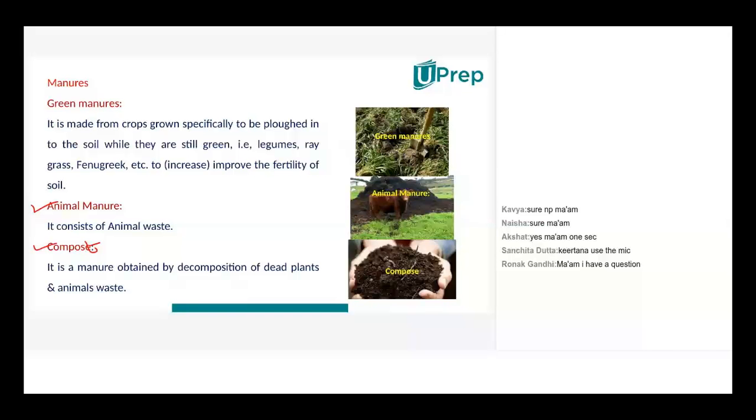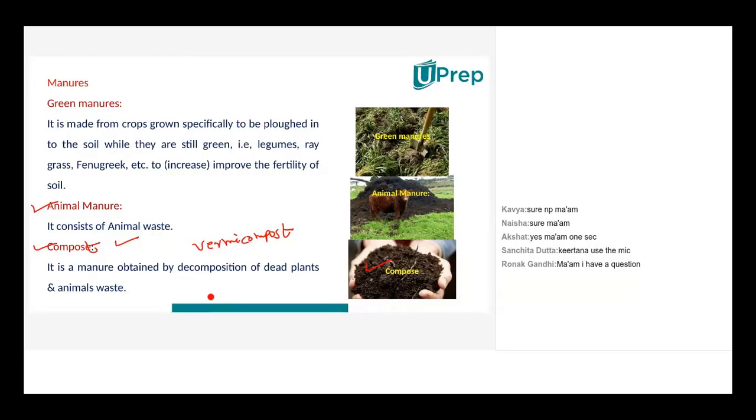I mean, it's made by the decomposed animal waste. I mean, sorry, plant wastes. Right. So basically the decomposition of dead plants and animals would come under compost. Right. So we all know that nowadays, even at our homes, we use compost. We use a lot of vermicompost. Right. Vermicompost. What is vermicompost, Ronak?